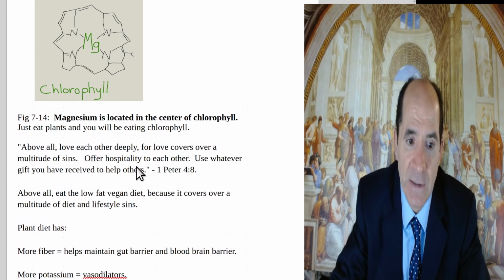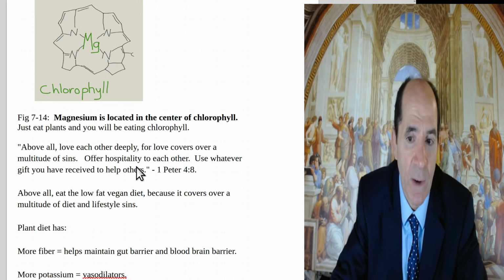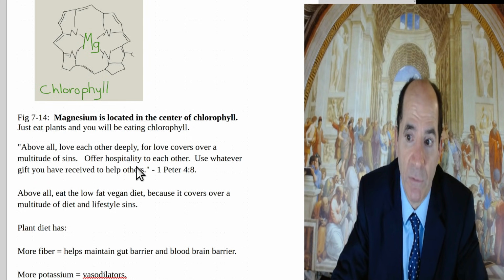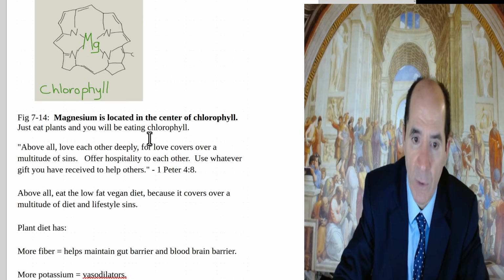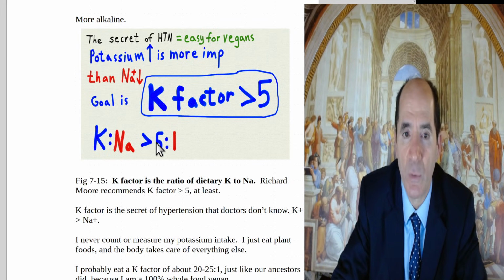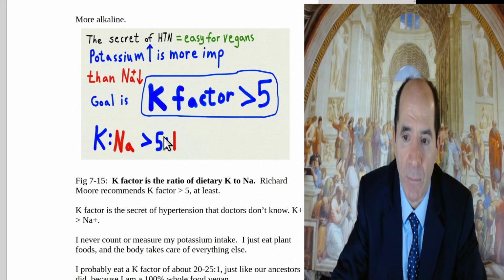And I can tell you, Richard Moore said it. He said, you can't get around this. You either eat the adequate amounts of potassium relative to sodium, or you're going to have decreased cell function. There's no way around that. You can't just take a pill and avoid that problem. Okay, so he calls the K factor the ratio of potassium to sodium. And at a minimum, you could have it at 5.